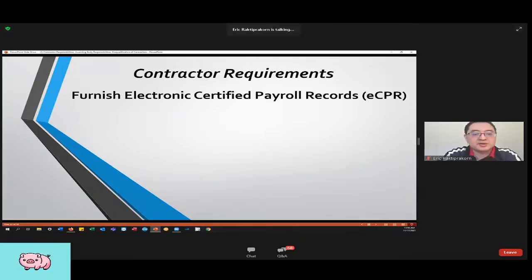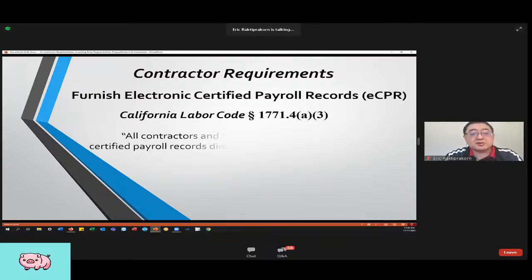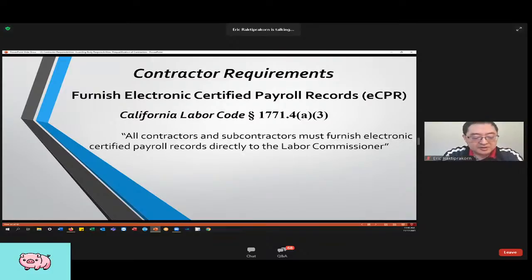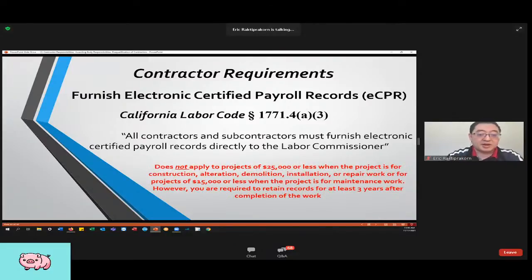So here's where we talk about the difference between certified payroll records and electronic certified payroll records, or eCPRs. So right off the bat, furnishing electronic certified payroll records is a separate administrative duty, and it does not apply for the thresholds that are coming up in red. So $25,000 or less for projects concerning construction, alteration, demolition, installation, or repair work, or $15,000 or less for projects concerning maintenance. So a helpful rule of thumb is when eCPRs are required, then so is registration.